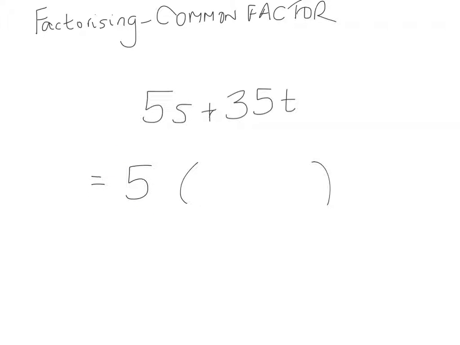What we have to do now is put terms inside this bracket in such a way that if we were to multiply out this bracket, we would get back to this answer here. So 5 times what is 5s? So we're going to have s. And 5 times what is plus 35t? That's going to be plus 7t.